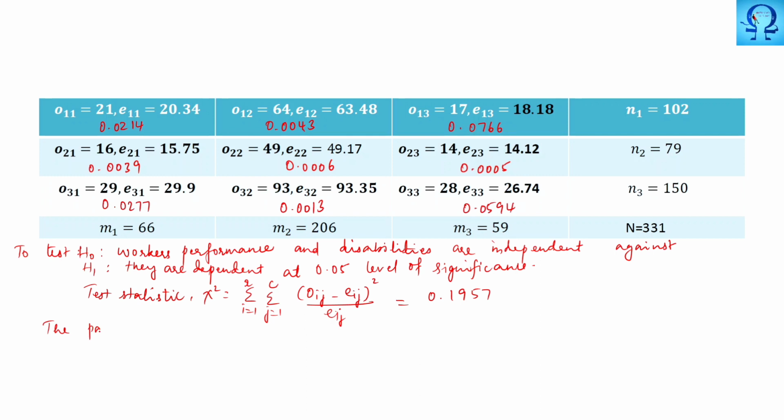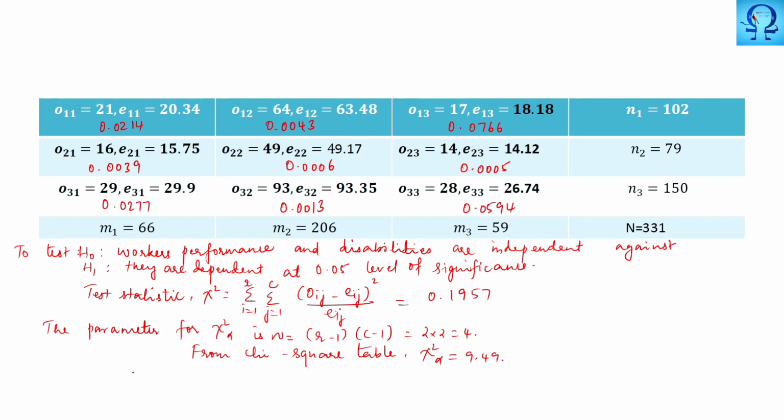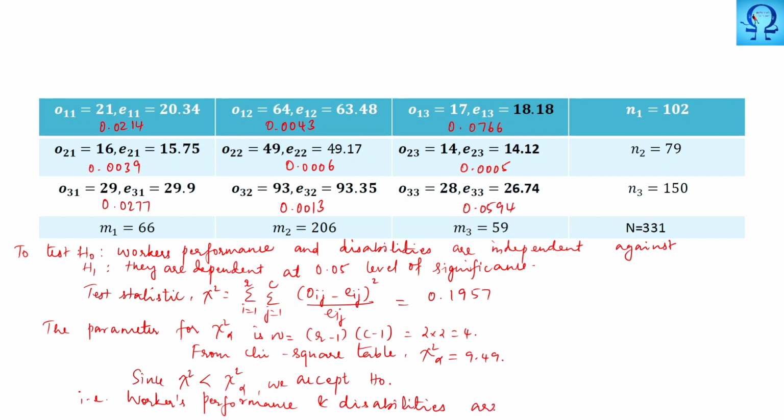Here the parameter for the table value chi square alpha is r minus 1 multiplied with c minus 1, which is 2 times 2, which is 4. So from the chi square table, your chi square alpha value is 9.49. Since the calculated chi square value is less than chi square alpha, we will have to accept the null hypothesis. What is the null hypothesis? That workers' performance and their disabilities are independent.